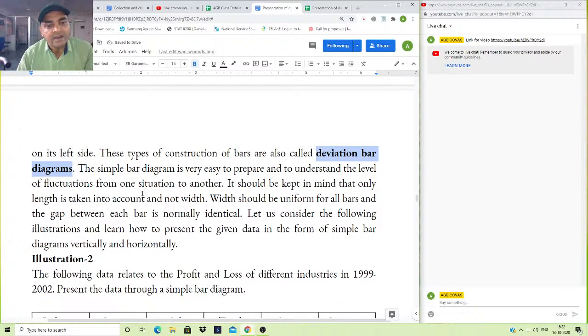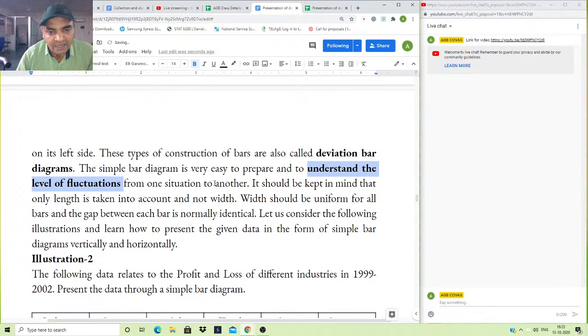So the simple bar diagram is very easy to prepare and to understand the level of fluctuation from one situation to another. Okay, so what do they tell? From this we can understand the levels of fluctuation as I have described in the bar diagram. It should be kept in mind that only the length of the bar is taken into account and not the width. So the width should be uniform for all the bars, and the gap between each bar should normally be identical.